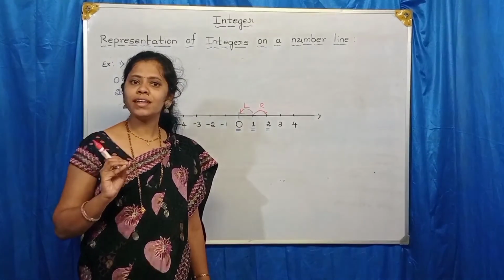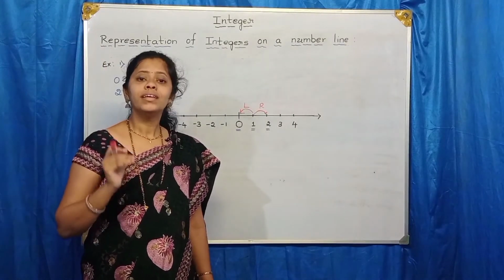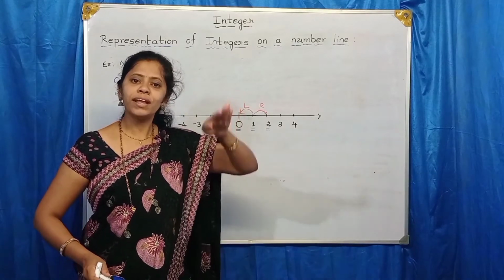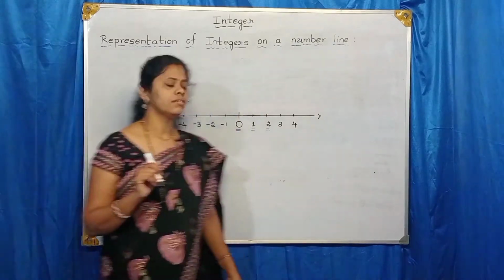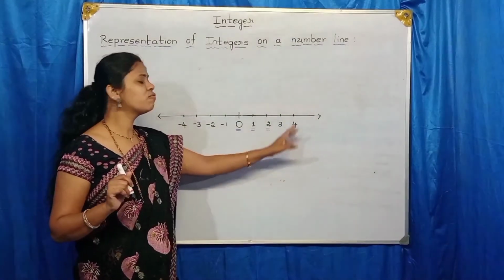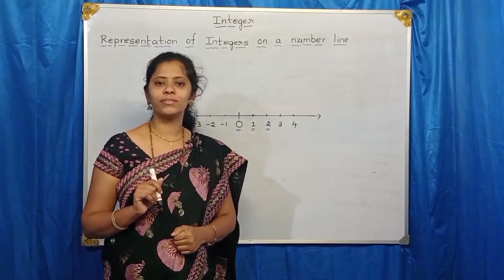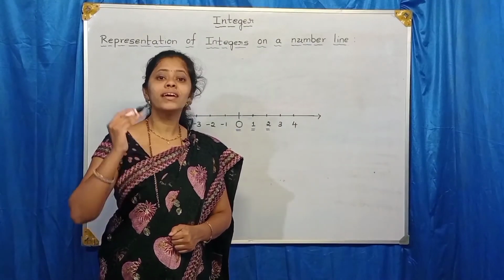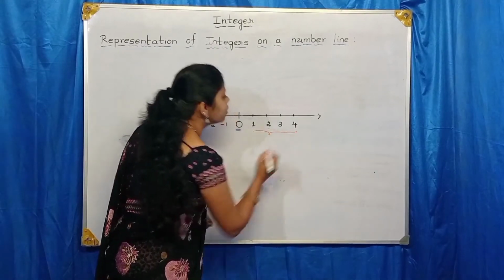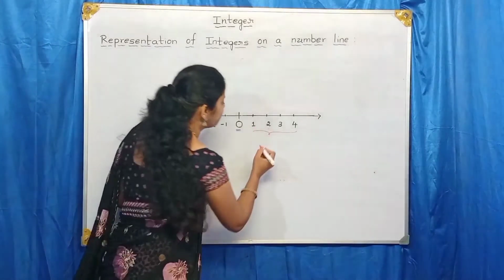If the numbers are on the right side, the value will increase. If the numbers are on the left side, the value will decrease. So now tell me, 1, 2, 3, 4 and so on, are they all greater than 0 or lesser than 0? They are all greater than 0. All the positive numbers are greater than 0.